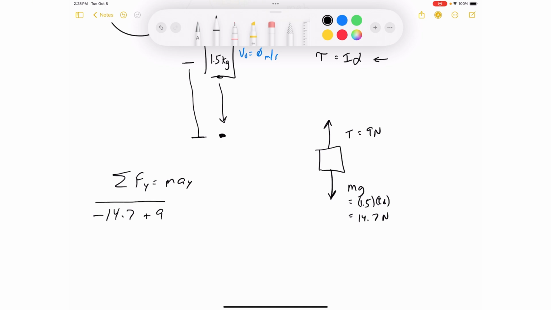That equals the mass, which we have is 1.5, and then the acceleration. Well, we don't know what it is. We're trying to figure that out. So if we do 14.7 plus 9, and then we divide by 1.5, we have our acceleration is negative 3.8 meters per second squared.